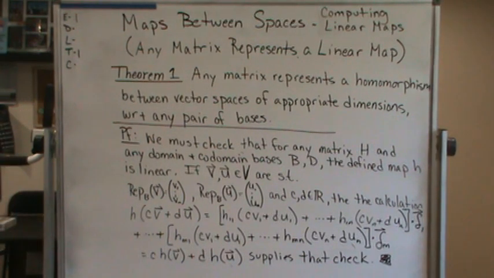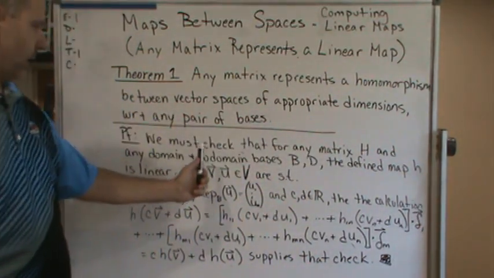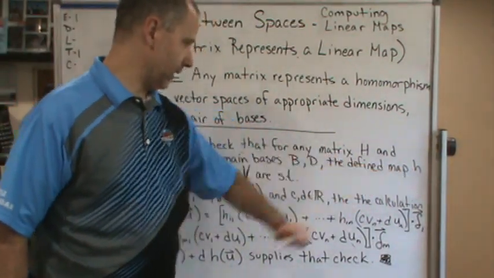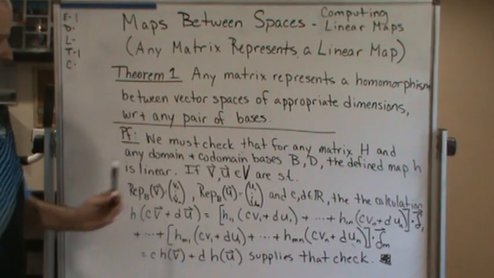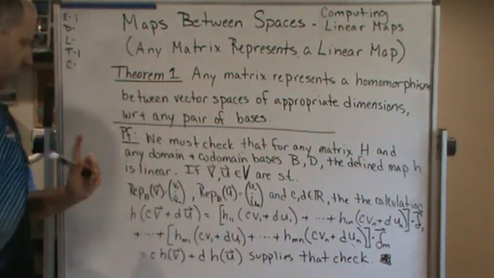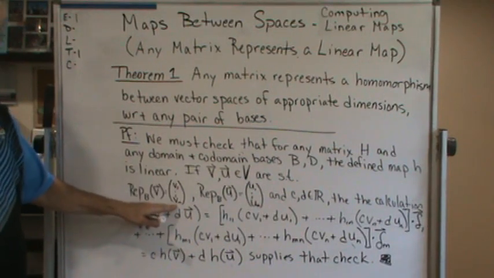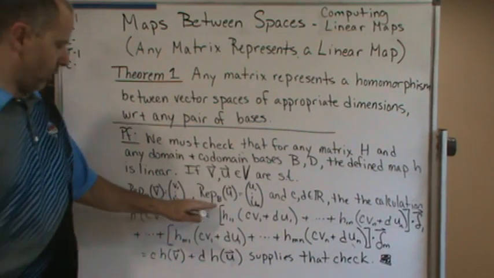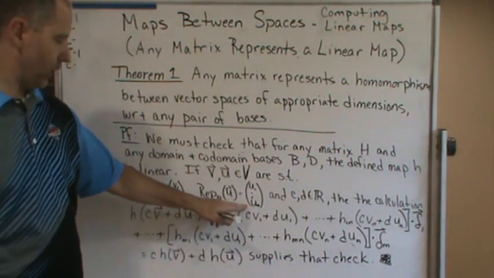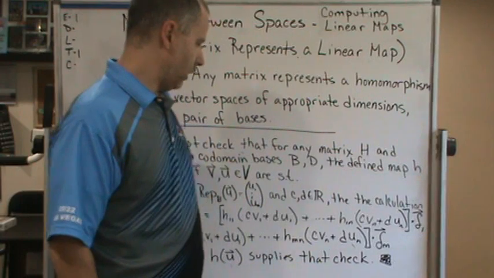It says we must check that for any matrix H and any domain and codomain bases B and D, the defined map H is linear. So if we take vectors V and U in the vector space V such that the representative with respect to B of V is equal to this column vector V1 through Vn, and the representative with respect to B of U is given by this column vector U1 through Un, okay? And C and D are in the reals.